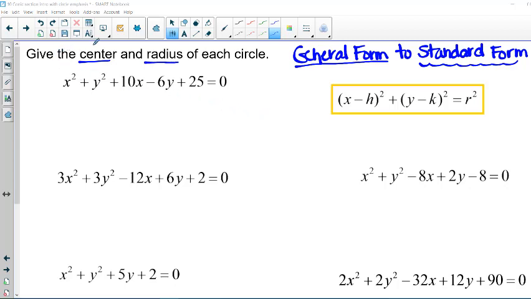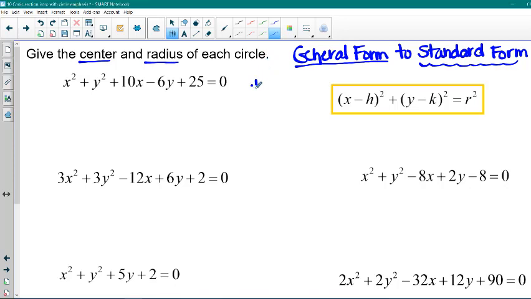Our instructions say to give the center and radius of each circle. Well, these equations are given to us in general form, and that's not very helpful for identifying the center and the radius of the circle. We want to transform these into standard form, which we see here in the box. To do that, we will use completing the square.